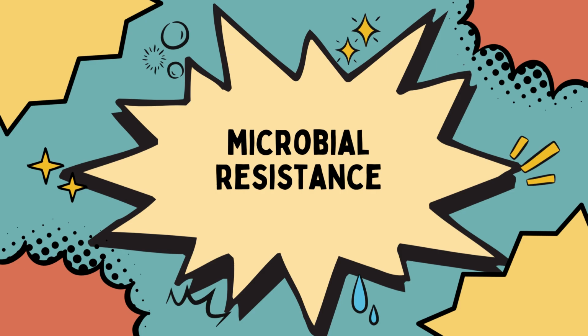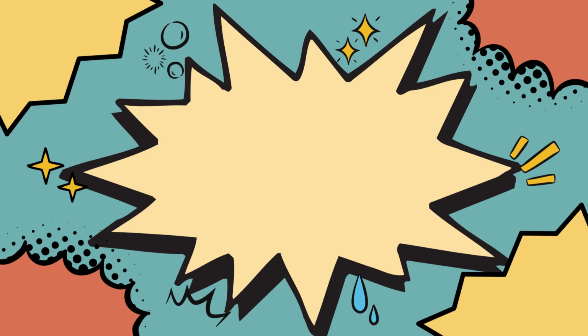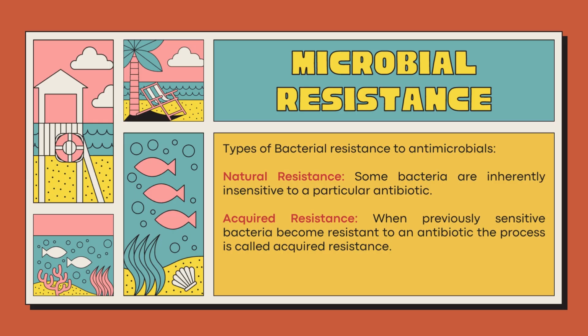Now that we are done discussing the selection of antimicrobial agents based on the infecting organism, patient, and the drug, we are now moving on to microbial resistance. So, types of bacterial resistance to antimicrobials include natural resistance, wherein some bacteria are inherently insensitive to a particular antibiotic, such as E. coli bacteria, which are naturally resistant to benzyl penicillin, as it is unable to penetrate the cell wall.